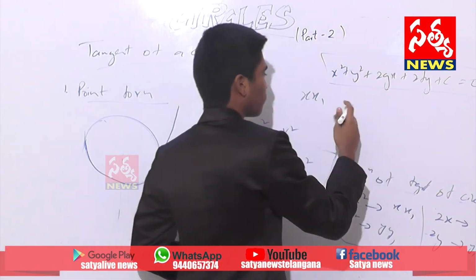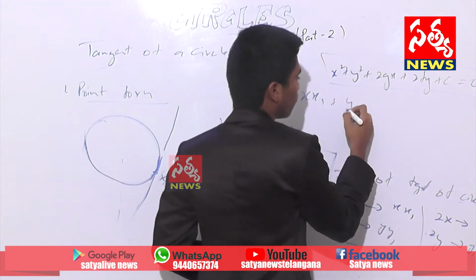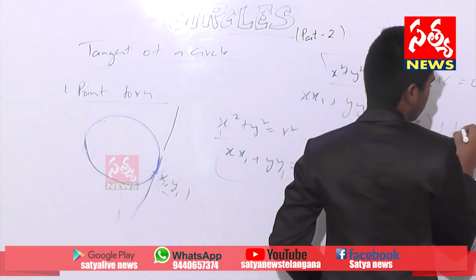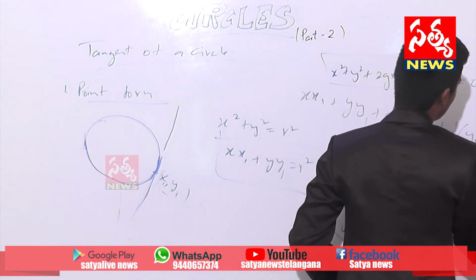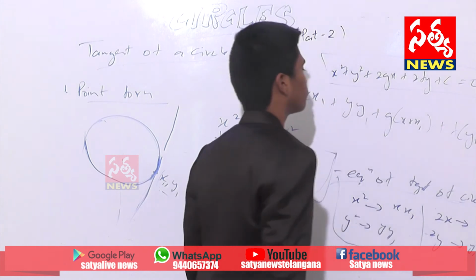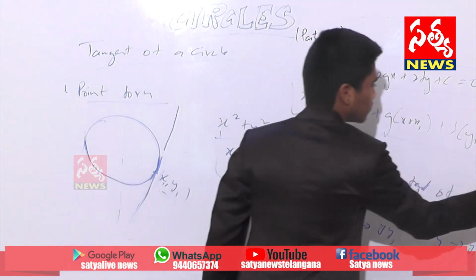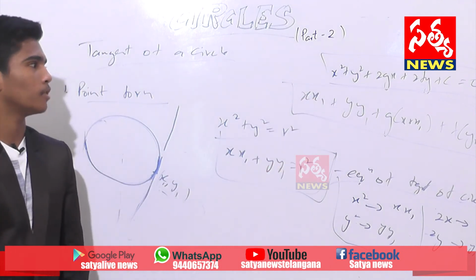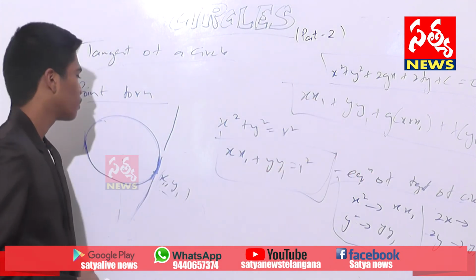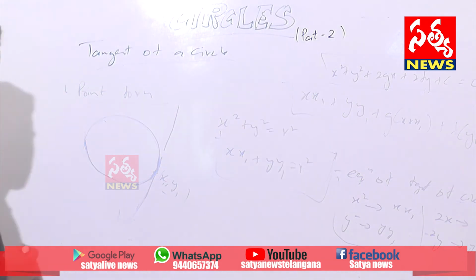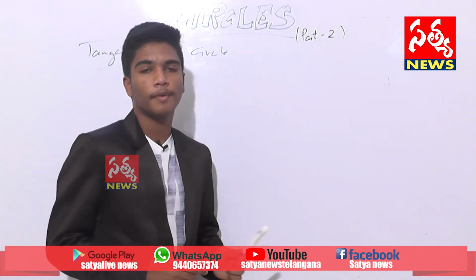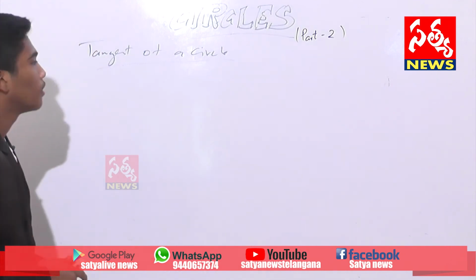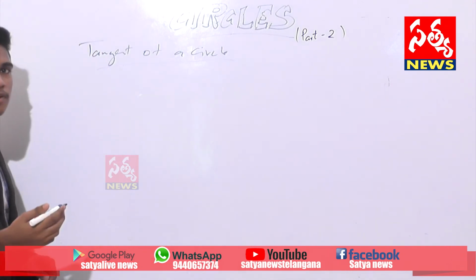Now the tangent equation for this will be xx1 plus yy1 plus g into x plus x1 plus f into y plus y1 plus c is equal to 0. So this is the point form of the circle x square plus y square plus 2gx plus 2fy plus c equal to 0. Hope you understood. And the last part is parametric form of a tangent of a circle and point of intersection of a circle.